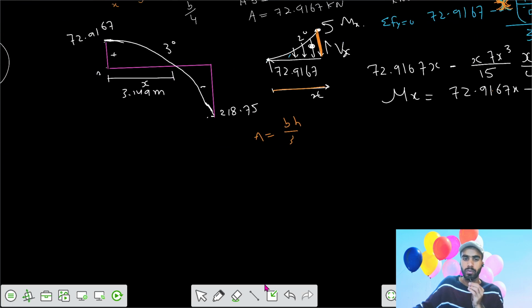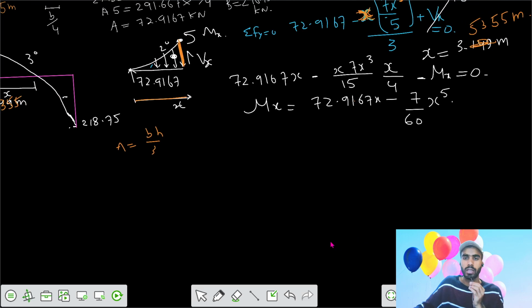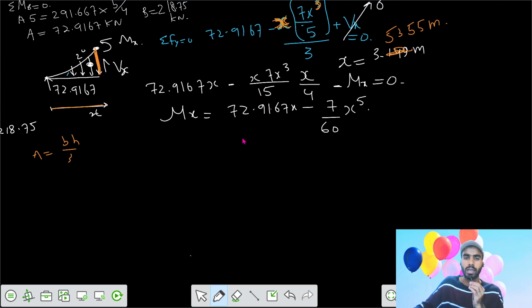So this is your 3.5355. Once you have that, we can also say the moment at x is a function of 72.9167 into x minus 7. We know that the area is x into 7x cubed by 15, acting at x by 4. Finally you get 7 by 60, x power 5. So we want the moment value where the shear force is 0.